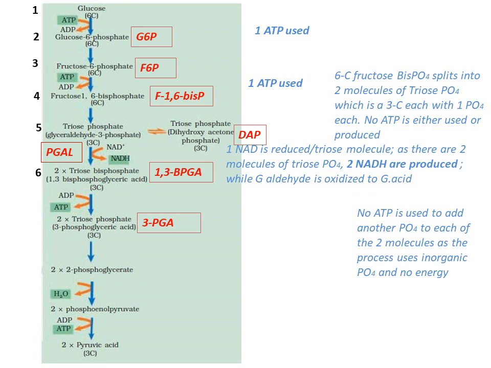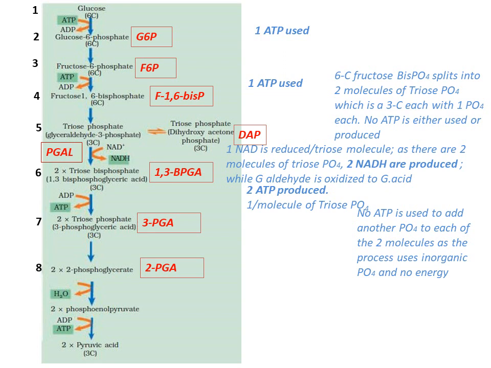This 1,3-BPGA loses 1 phosphate and some energy which is trapped by ADP to convert into ATP. So 2 ATP are produced at this step, 1 ATP per molecule of 3-carbon sugar. 3-PGA isomerizes to 2-PGA, that is, the phosphate shifts from the third carbon to the second carbon, requiring no energy.